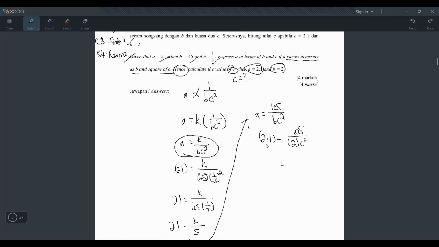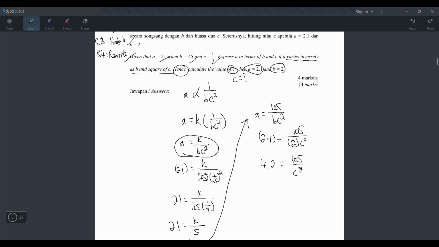All right, how to find C now? If I am you, I will move the 2. So it becomes 105 over C square. This 2 is at the bottom, so bottom means divide. When you move over, it becomes 2.1 times 2. So we can quickly press this. What you get? 4.2, right?